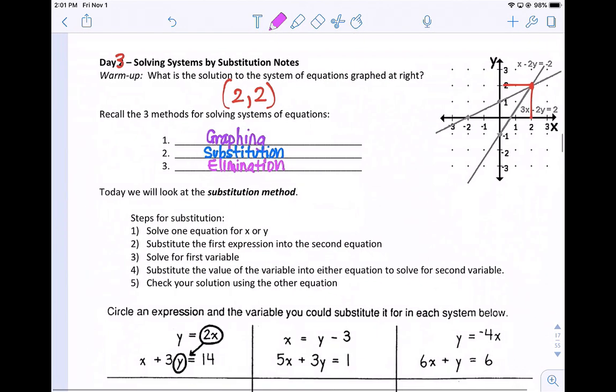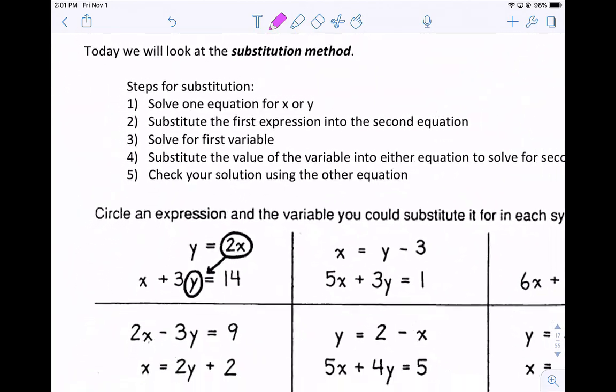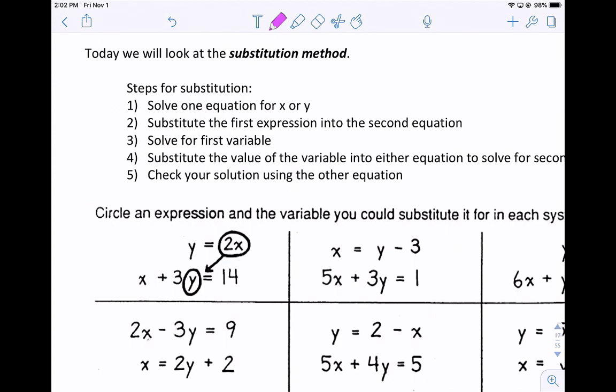Okay, so today we're looking at the substitution method, and I just wrote these steps out if you need steps to follow. So for substitution, you're going to solve one equation for x or y. So you want to get x or y by itself, unless one of them already is. You're going to substitute the first expression into the second equation, solve for the first variable, substitute the value of the variable into either equation, and solve for the second. And then you can check your answer.